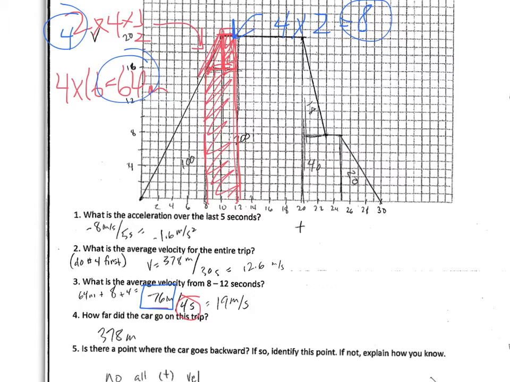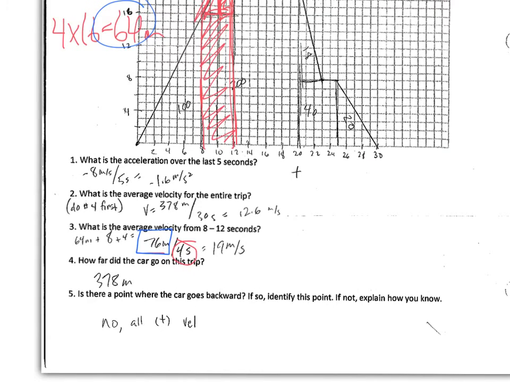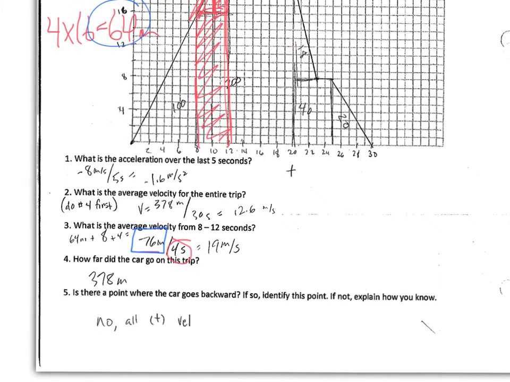So the average velocity in just that time is 19 meters per second, quite a bit faster than the average for the whole trip. We've already answered question 4. It was really part of question 2, so those are out of order. I apologize for that. But 378 meters, we already know, is the total displacement based on the area under the entire curve that we did back in question 2.